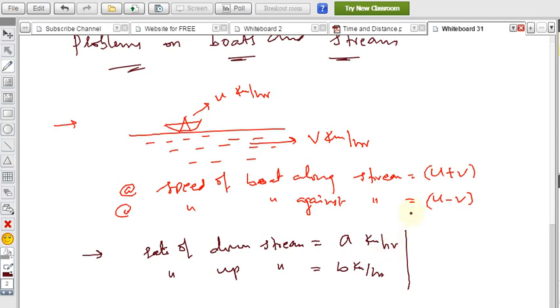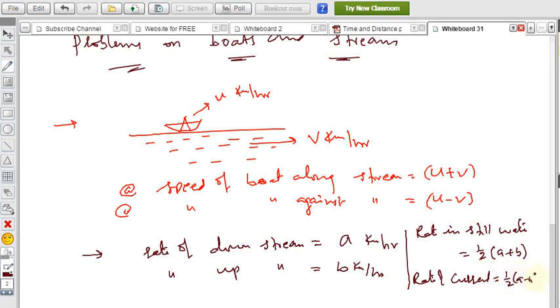Then the rate in still water, when the water is not moving at all, is half of a plus b. The rate of current, when the water is moving, is half of a minus b. So we can use all of these in these problems.